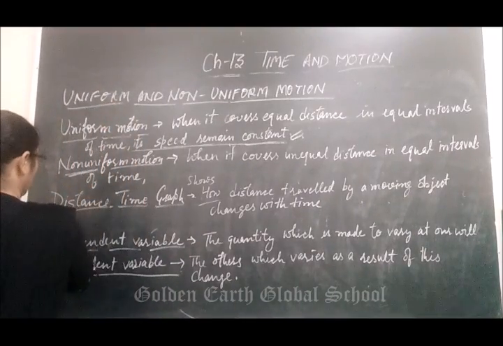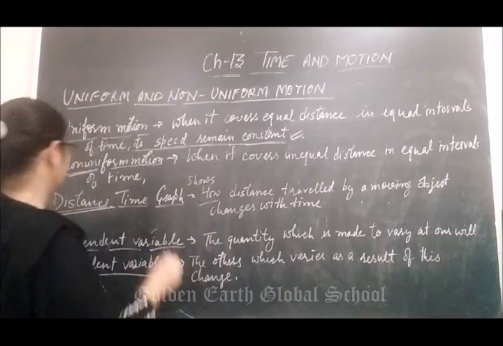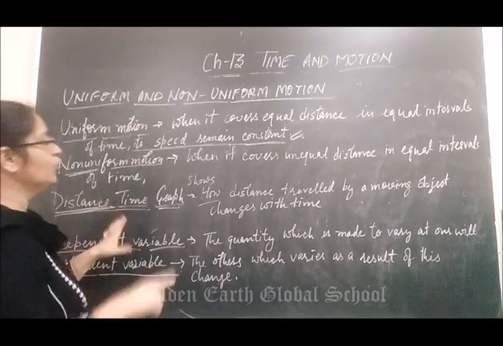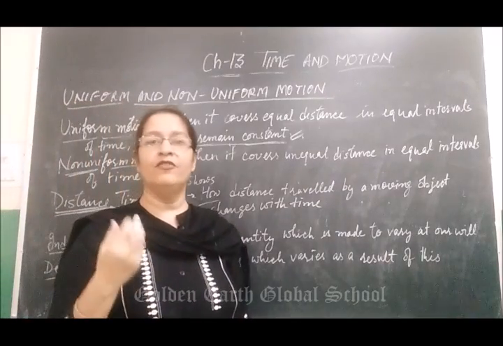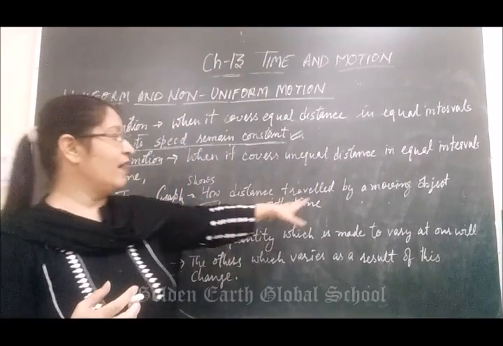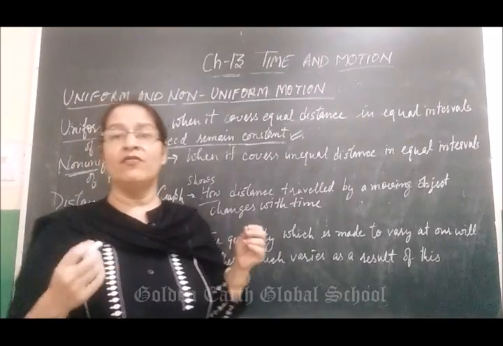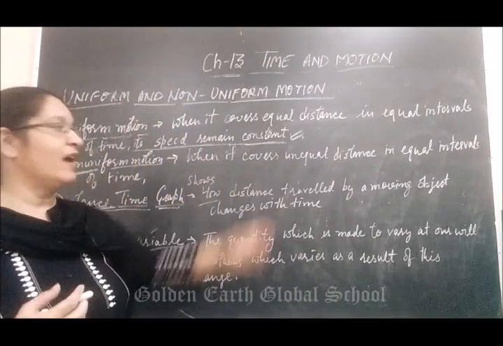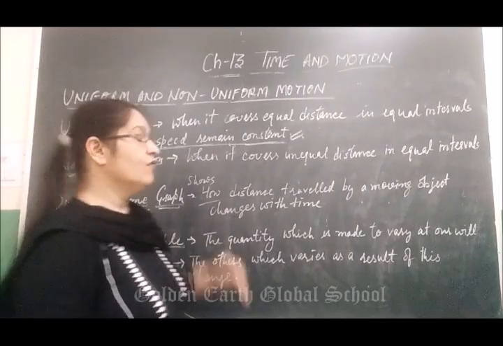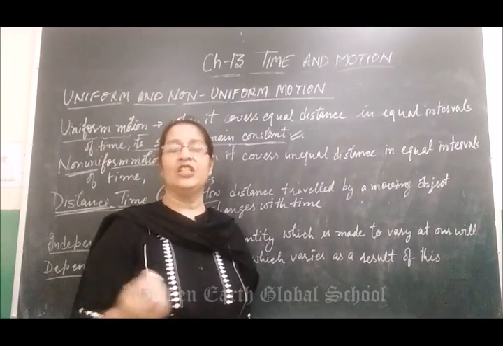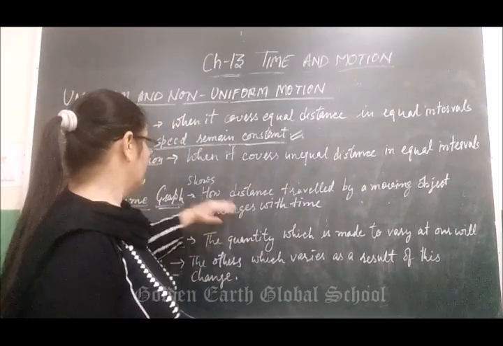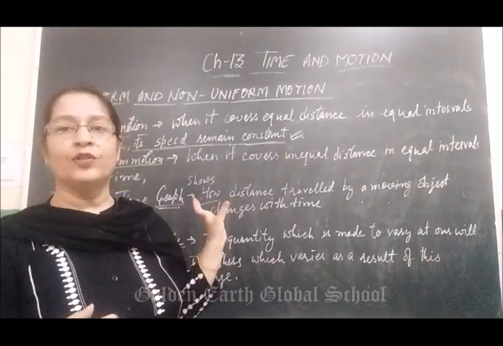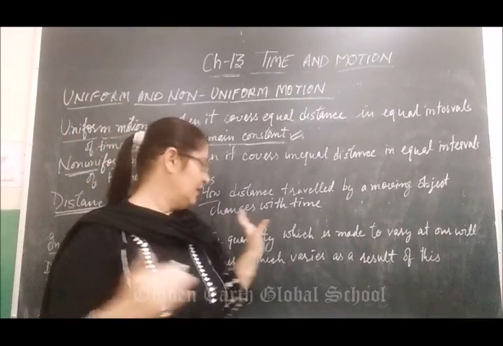Next, how can we plot a graph of both uniform and non-uniform motion? So what is a graph? A graph is a graphical representation. It will show how the distance travelled by a moving object changes with time. So now we are going to draw the graph of uniform motion and non-uniform motion, and how it varies with the time.